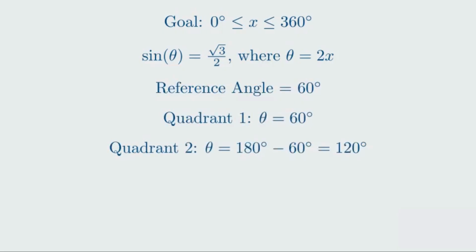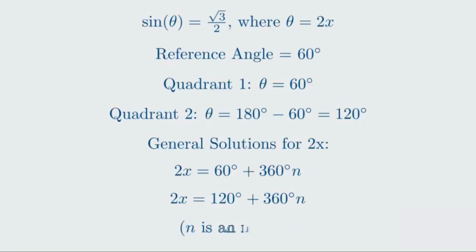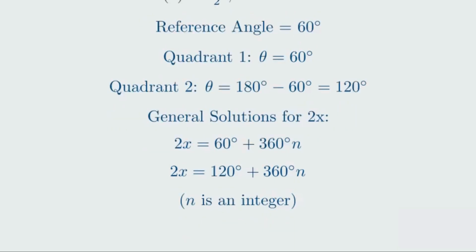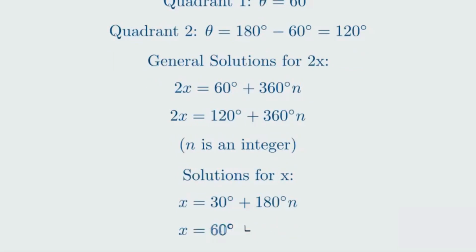We must also consider all possible angles. We add multiples of 360 degrees, which represent full rotations. So our general solutions for 2x are 60 degrees plus 360 times n, and 120 degrees plus 360 times n, where n is any integer. Now we can solve for x by dividing each of these solutions by 2. Dividing the first solution gives x equals 30 degrees plus 180 degrees times n. Dividing the second solution gives x equals 60 degrees plus 180 degrees times n. We've found our general solutions for x.